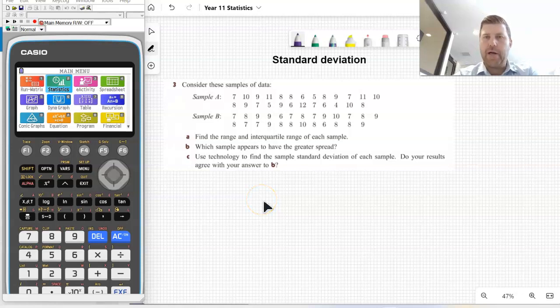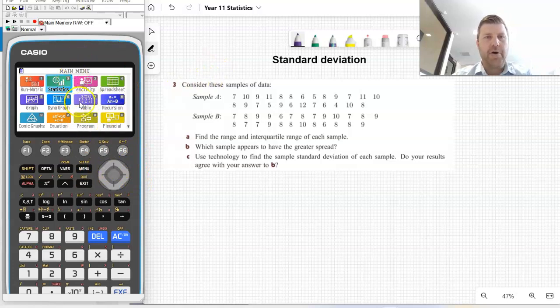In today's video I'm going to show you how to calculate standard deviation using the graphics calculator. There is a formula used to calculate standard deviation, but for the sake of this video I'm just going to show you how to get that through the graphics calculator. Again, I'm using the FX CG 50 model, but most of them are pretty similar in terms of their functionality.